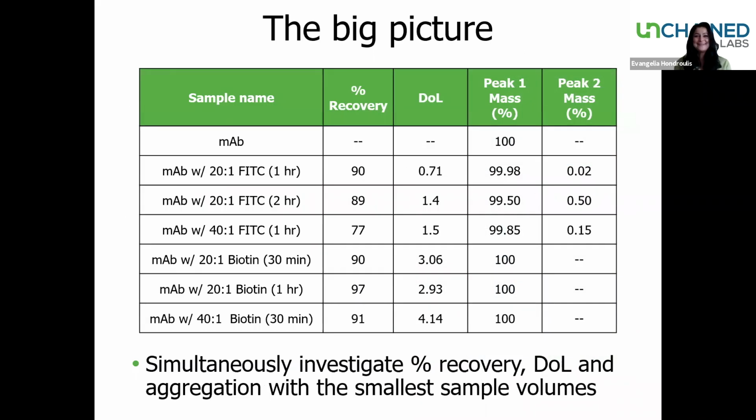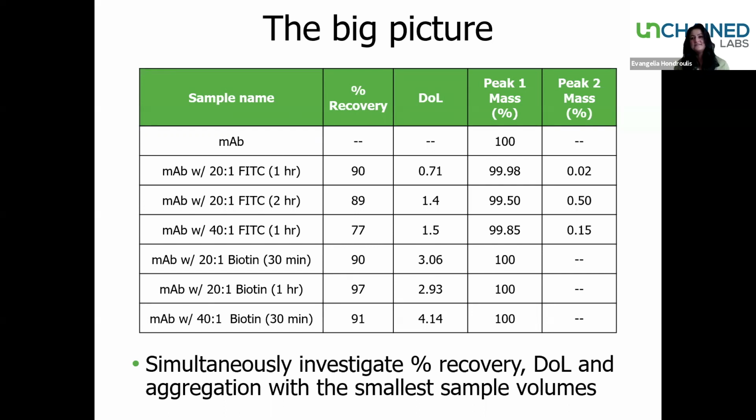So overall, as we see, using the Stunner, we get a whole bunch of information on our samples all in one run. You have the investigation of the percent recovery, the degree of labeling, and aggregation all done simultaneously. And again, all with very small sample volume. Only 2 microliters of sample was needed for the FITC experiments and for the Biotin experiments.